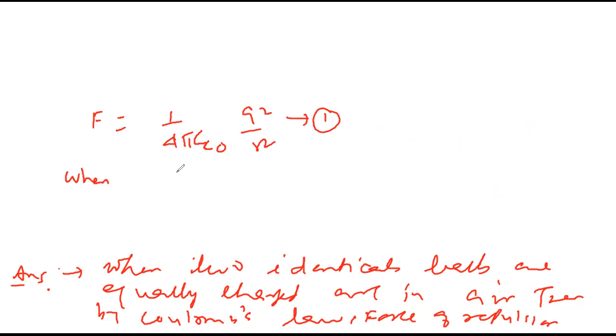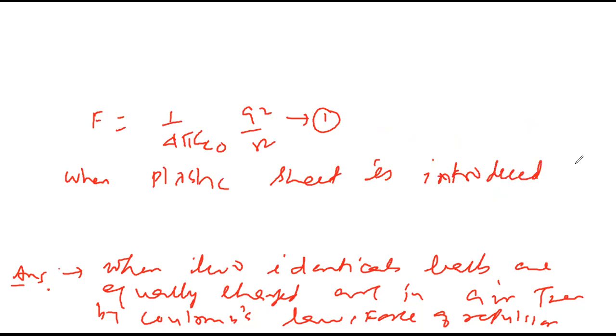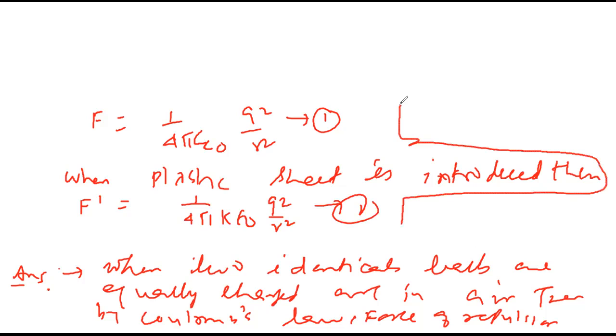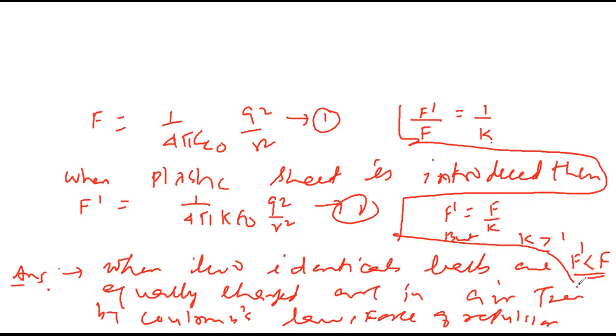When the plastic sheet is introduced, then F dash will be 1 upon 4 pi k epsilon naught q square upon r square. Correct now? So what will be F dash upon F? It is 1 upon k, or not? Rest all will get cancelled, only 1 upon k will be left. So can I say F dash is F upon k, but k is greater than 1, therefore F dash will be less than F. So what will be the final answer? Thus the magnitude of force will be reduced.